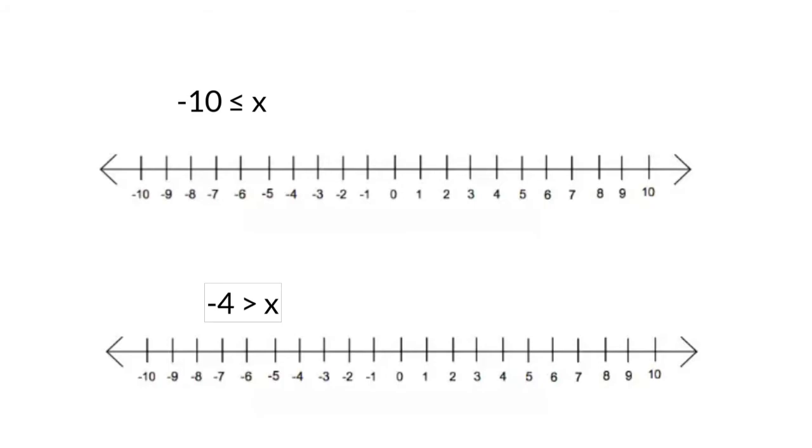So for my next example, it says -10 is less than or equal to x. And you'll notice here that the variable does not come first. So I'm going to rewrite this so that the variable is first. So x is greater than or equal to -10. Notice that if your sign here is open to the variable, when you rewrite it, you still want it to be open to the variable.